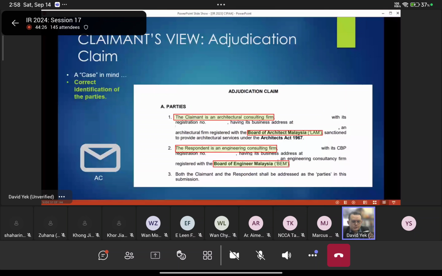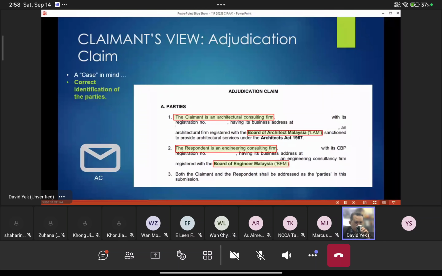Usually, you have to let the adjudicator know that there is this party in the dispute. For example, in this case, it is an architect. So the claimant is an architectural consulting firm. There is a registration address and a business address. This consulting firm must be registered with the court. So this establishes what we call locus standi. That means you are legally qualified to discharge this responsibility, and you are legally qualified to accept the fee from your client.